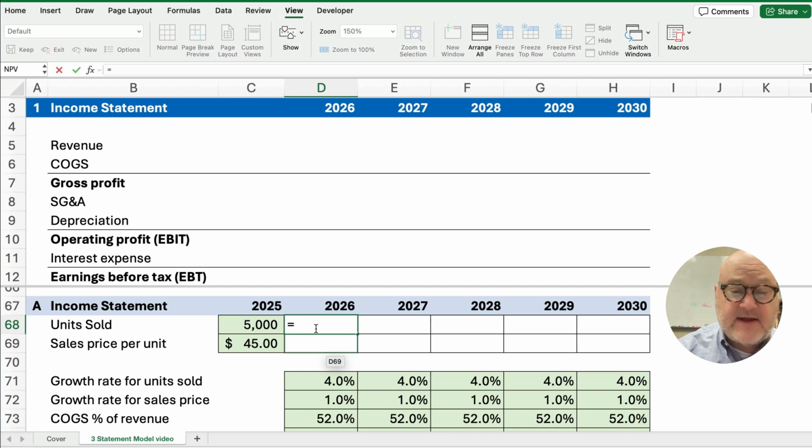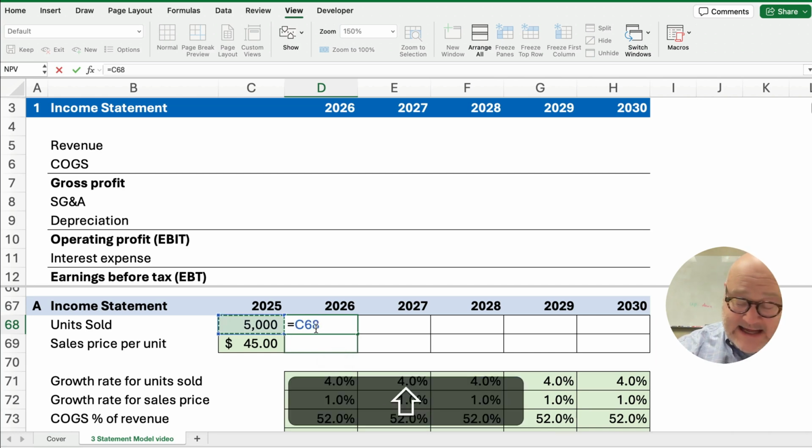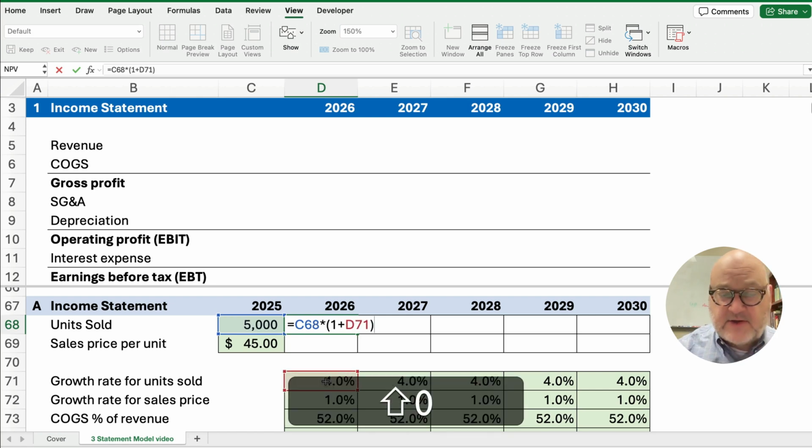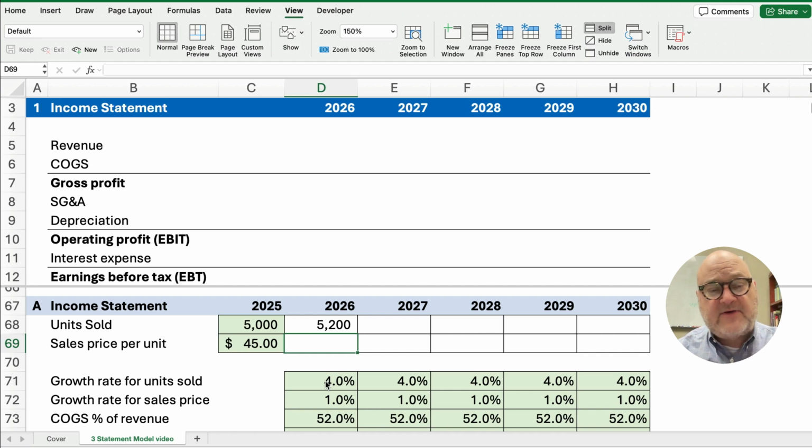So I'm going to take the 5,000 times, and to grow it by 4%, I'm going to multiply it times 1 plus the 4%. So start with our bracket here, 1 plus 4%. So that's the nice way to increase it by 4%. So if we increase our sales by 4% for units, it's going to go from 5,000 to 5,200. And I can copy this across.